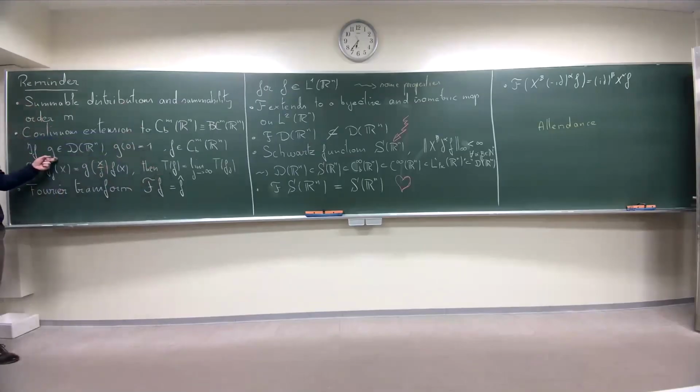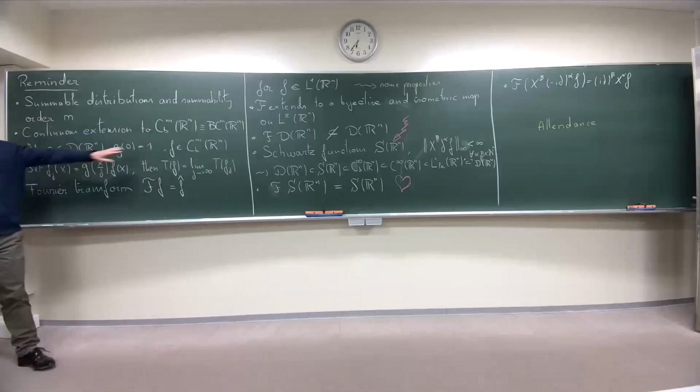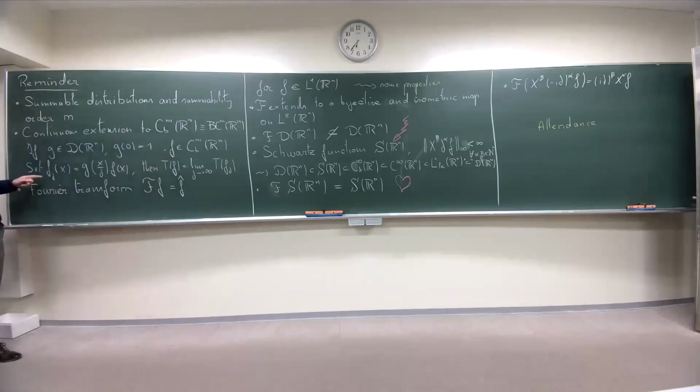You take a test function g which is 1 at 0. You take an F in this bigger set. You define this approximation of F by the product g of x over y times F of x. And this function is much better than F because it has a bounded support, which you can check easily. So this is for the extension.